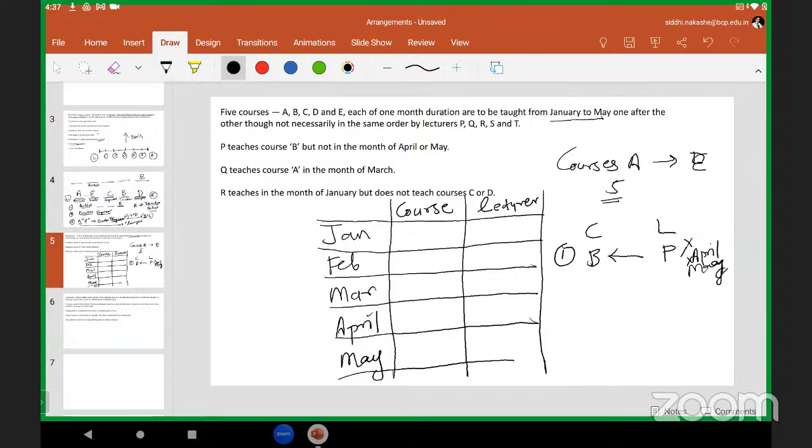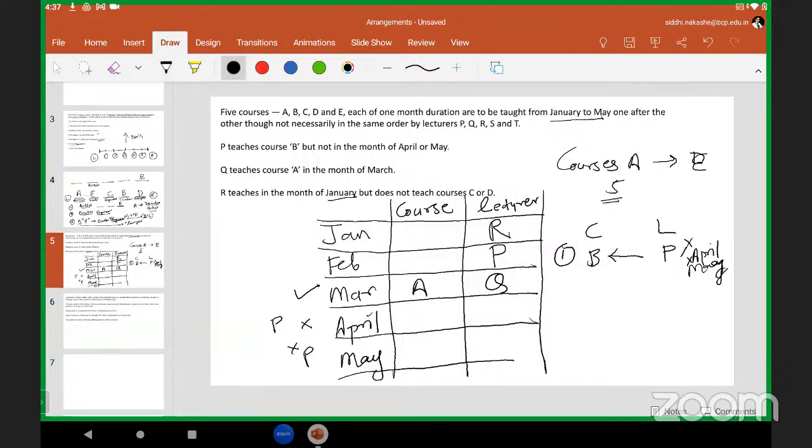Fine. Okay, now Q teaches course A in the month of March. So Q teaches course A in the month of March. This is satisfied. So now P teaches B. So P won't be in April, P won't be in May. So R teaches in the month of January, which clearly indicates that P has to teach in the month of February. So R teaches in the month of January, fine.